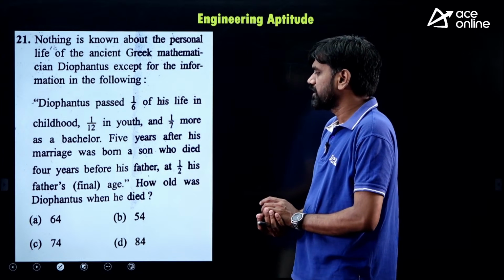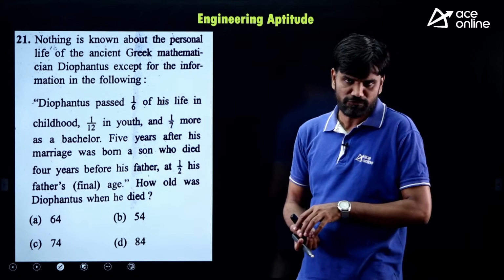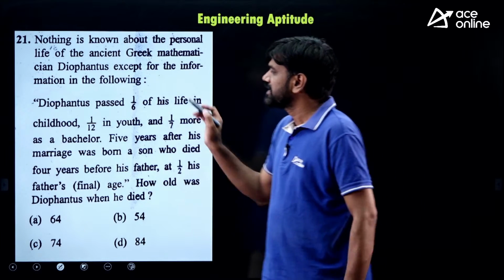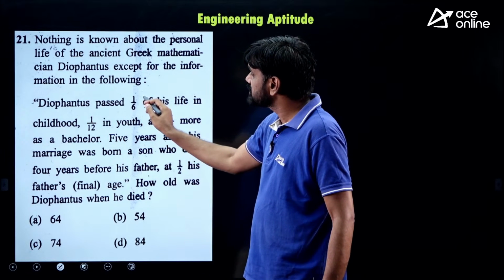How old was Diophantus when he died? So at that particular age when he was dying, what was his age they are asking you for? Now what you have to understand from this, like, sir, how can I manage the show here? They have given the data like this. Diophantus passed 1/6 of his life.